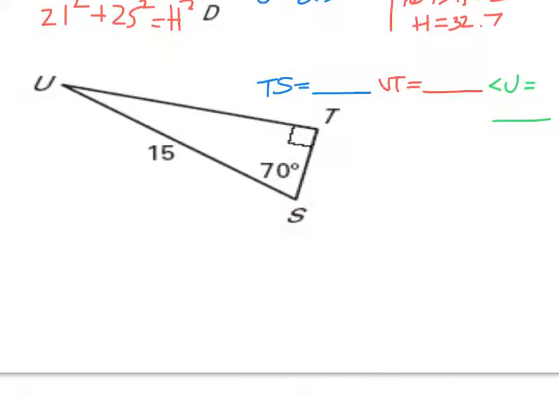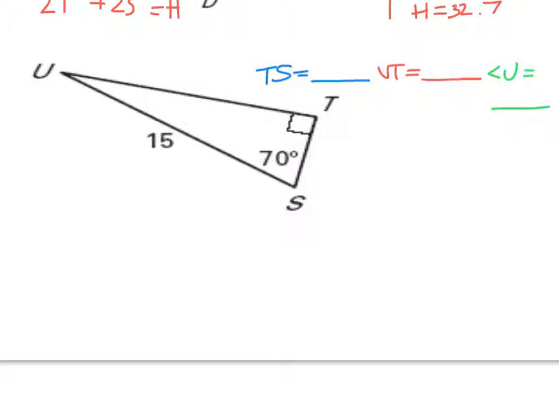And let's look at our last one. So same thing, it's easy on this one to find the angle. So we could do 70 plus 90 plus angle U equals 180. And when I solve that, I get that angle U is equal to 20 degrees.